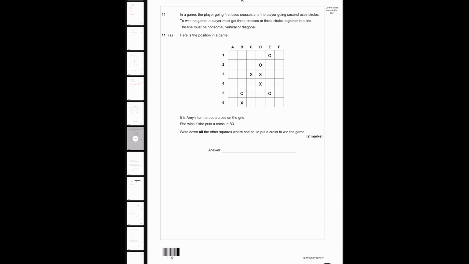Today we're going to go through questions 11 to 21 of the November 2021 foundation paper. Let's get right into this.